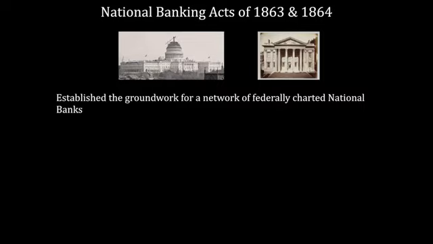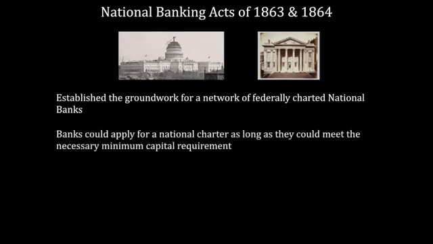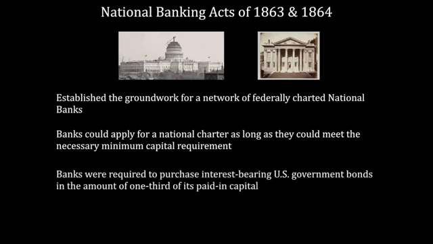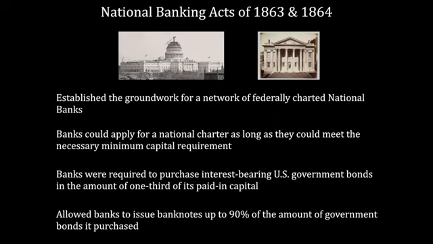The U.S. National Banking Acts of 1863 and 1864 established the groundwork for a network of federally chartered national banks. Under this law, banks could apply for a national charter as long as they could meet the necessary minimum capital requirement. Once accepted, the banks were required to purchase interest-bearing U.S. government bonds in the amount of 1/3 of its paid-in capital. The act then allowed banks to issue banknotes up to 90% of the amount of government bonds it purchased.